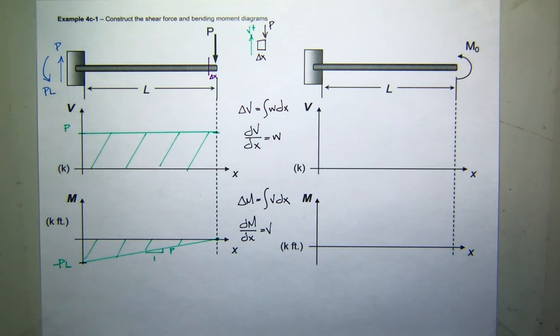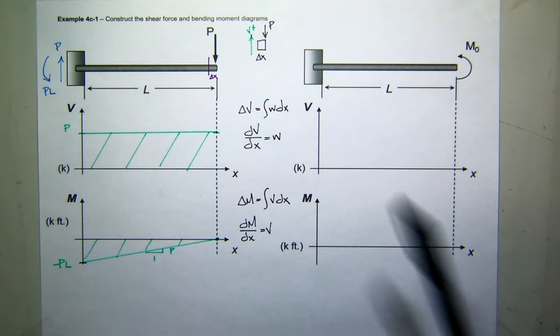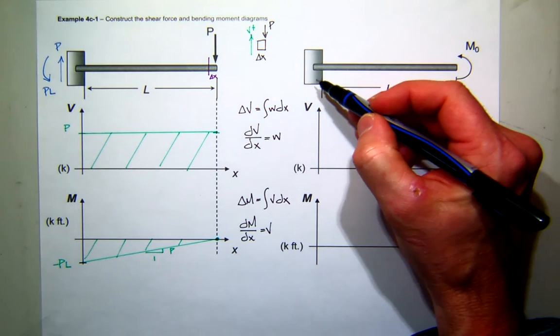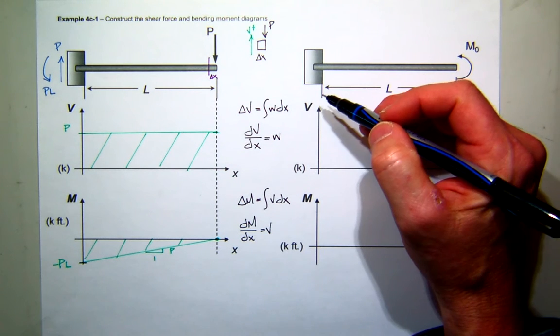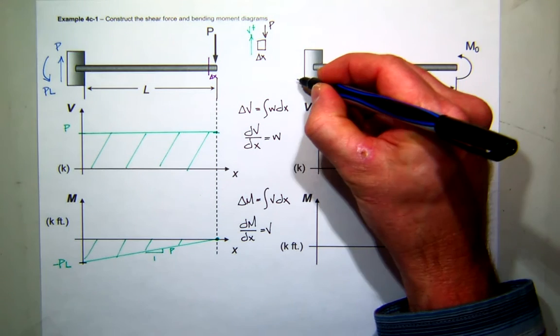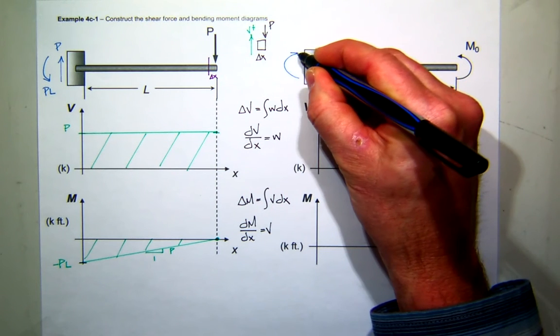All right, let's work on this one. So what is the reaction? If I sum forces in the x direction, what should my reaction be? I don't have one. 0. But I do have a moment reaction. It looks like that.